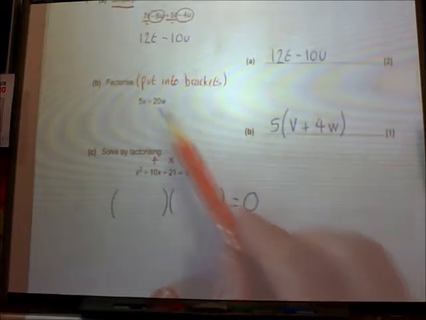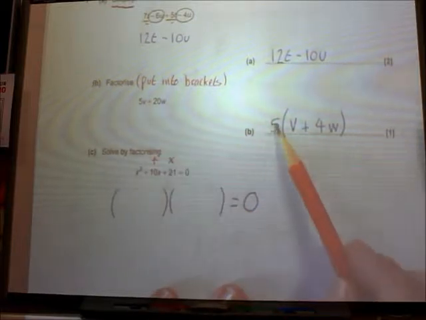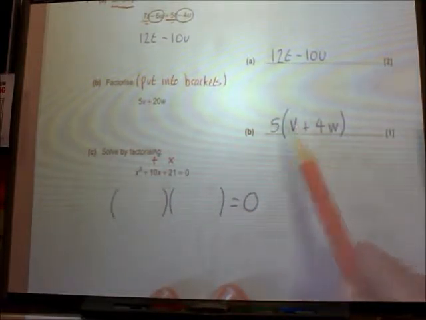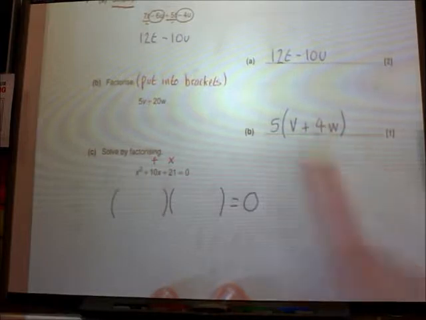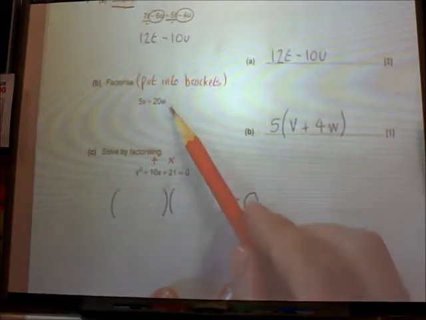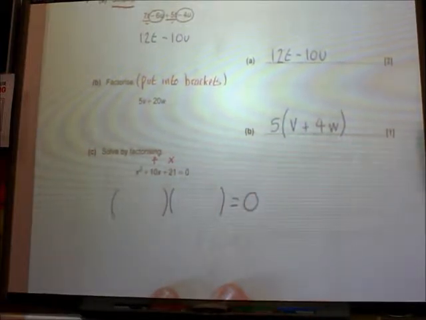5 times what gives you 5v? Well, 5 times v gives you 5v. 5 times 4 will give you the 20, and you need the w there as well. So there's 1 mark. You must know how to factorise that. It's fairly straightforward, that one.